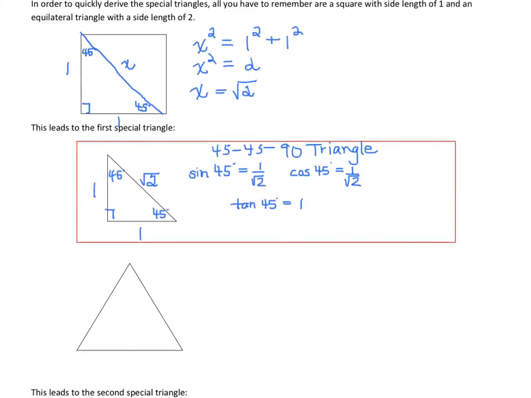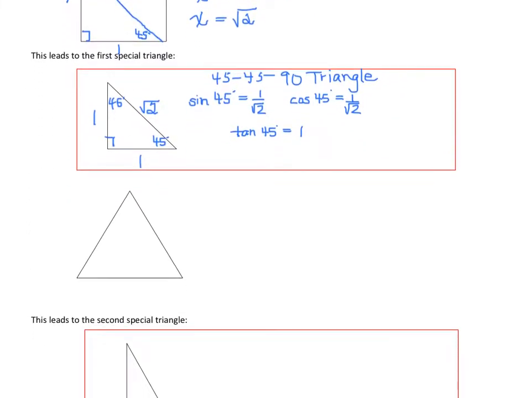Now to derive the second special triangle, we're going to start with an equilateral triangle with a side length of 2. And I'm going to do something similar. I'm going to split this equilateral triangle into two smaller triangles, but this time by dividing it vertically down the center, creating two equal triangles, but we'll look at the one on the right side here.